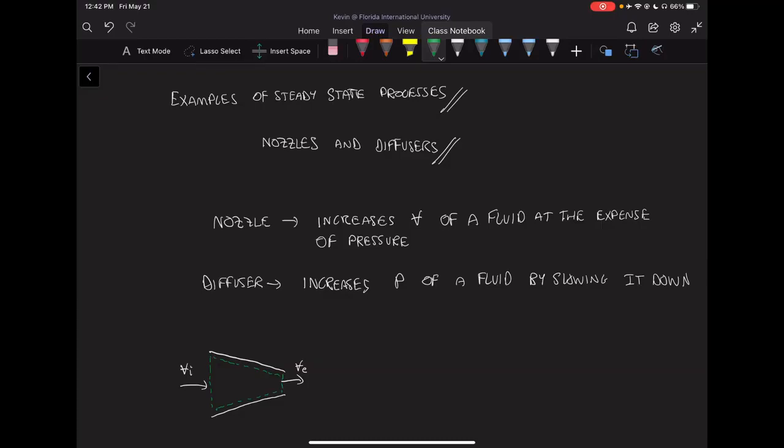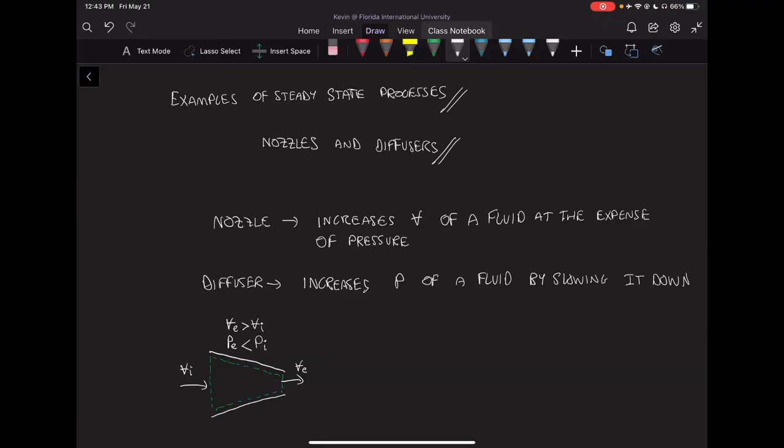And for a nozzle, we can say that the velocity E is greater than velocity I, and we can also say that the pressure at the exit is less than the pressure at the inlet. The higher the velocity, the lower the pressure.